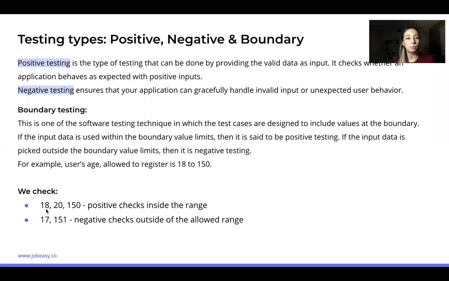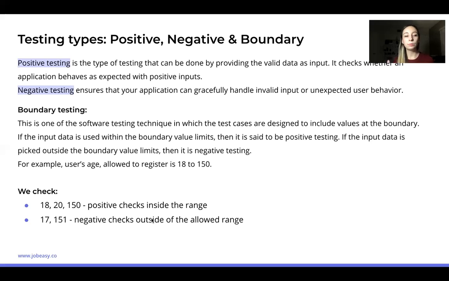Besides that, another two things to test here are two negative checks. You take 17 and 151 and you verify that you cannot register with these values. That is the way to test your borders and to verify that things are correct. It's called boundary testing because we test around borders. Our first border is 18, so we test 17, which is below it, and then we test the value on the border, 18.